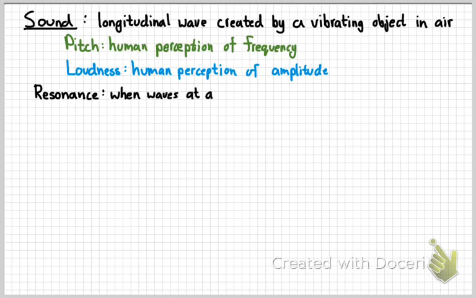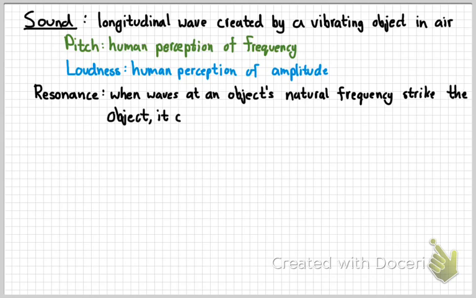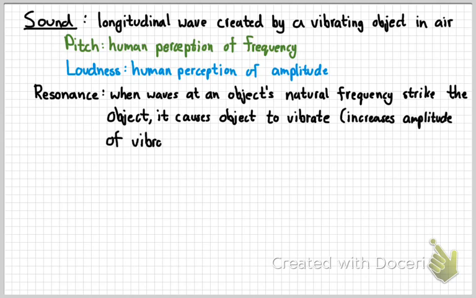We did a lab with resonance. That's where waves at an object's natural frequency cause it to resonate or cause it to vibrate. So another way to say that is it increases the amplitude of vibration. We did that lab where you were using a tuning fork above a piece of pipe and water, and when you got the pipe at the correct length, that matched the natural frequency of the air inside, and you heard the tuning fork get louder. That's an example of resonance.